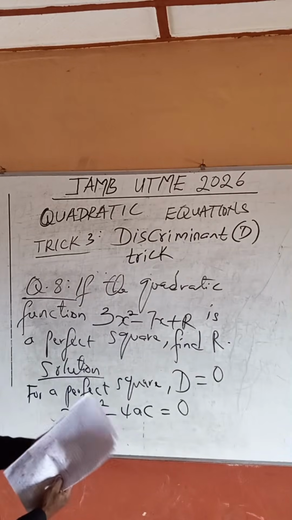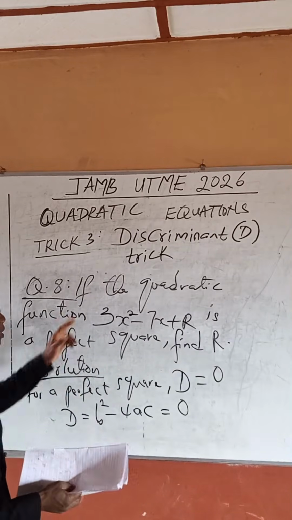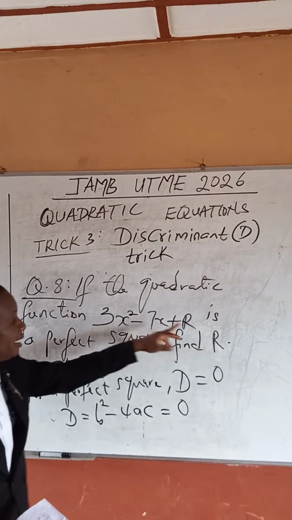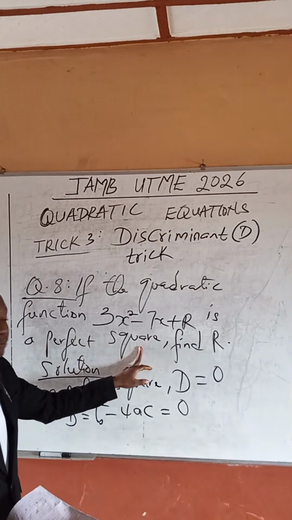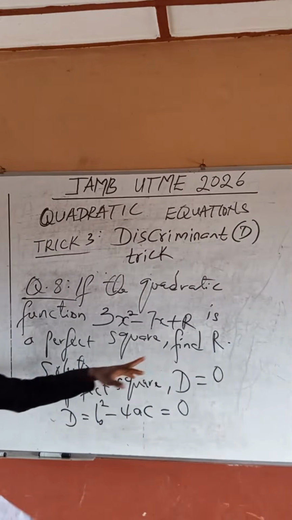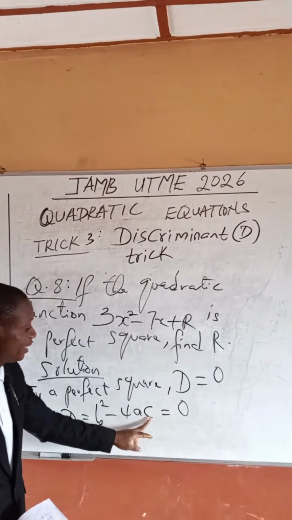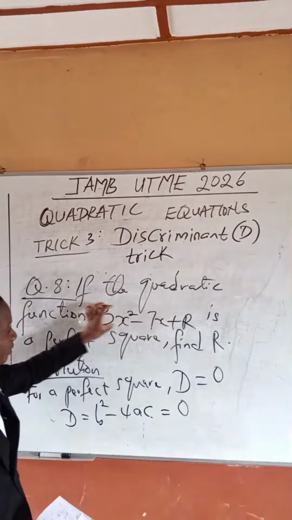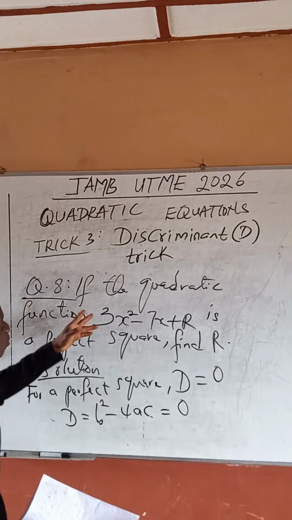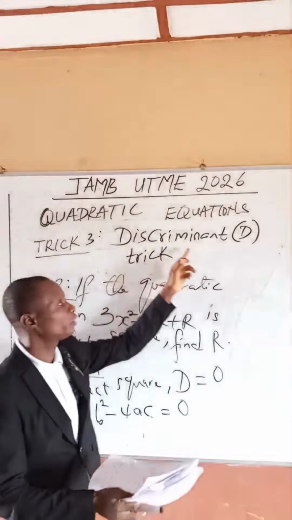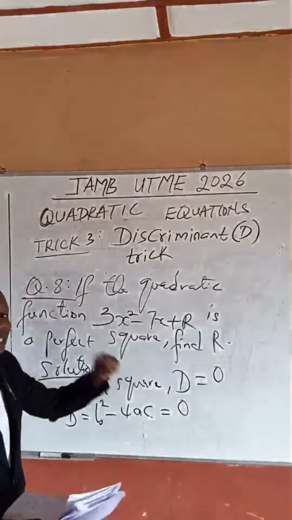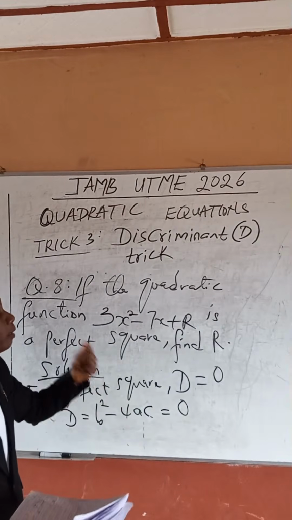Please, as I was saying, I think most of you didn't hear me. The question says if this quadratic function is a perfect square, find R. So what is R? R is that letter C, which when placed here will make this expression a perfect square. How do we find R? Very simple. We find R using the discriminant method. If D is equal to 0, then the quadratic expression will be a perfect square.